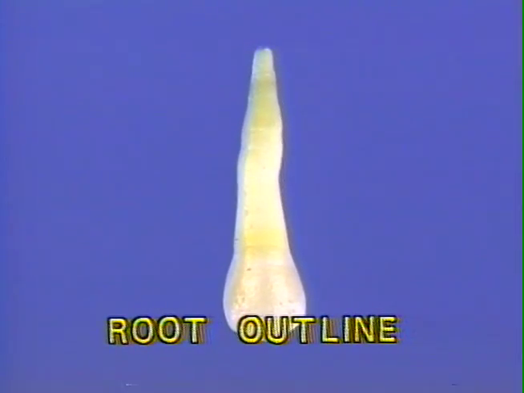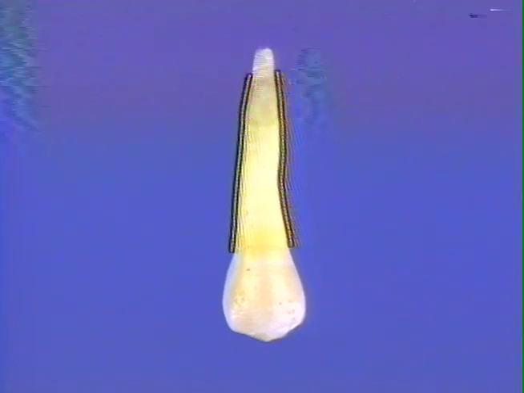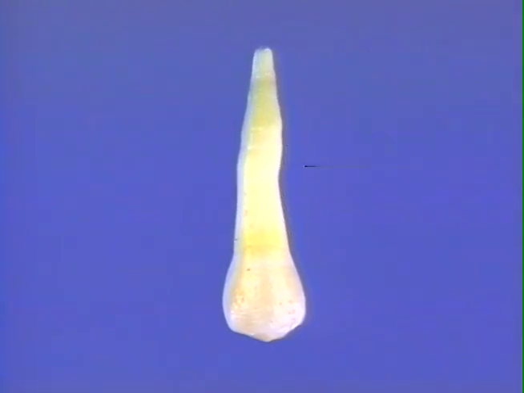Root outline. The root is normally single and tapers evenly from the cervical line to a relatively blunt apex. Its length is normally as great or slightly longer than the first premolar root.